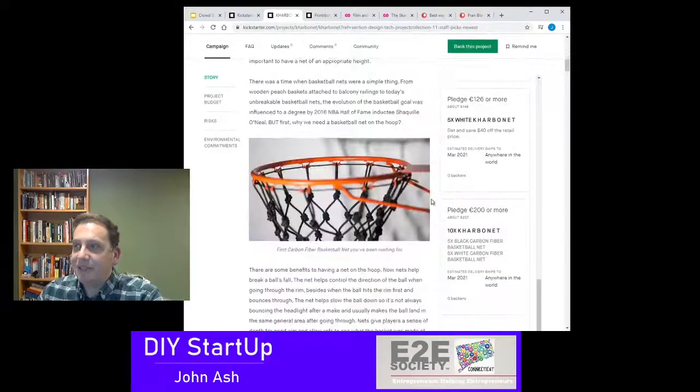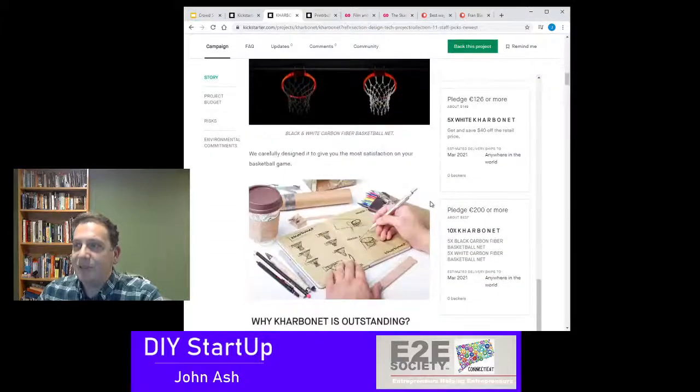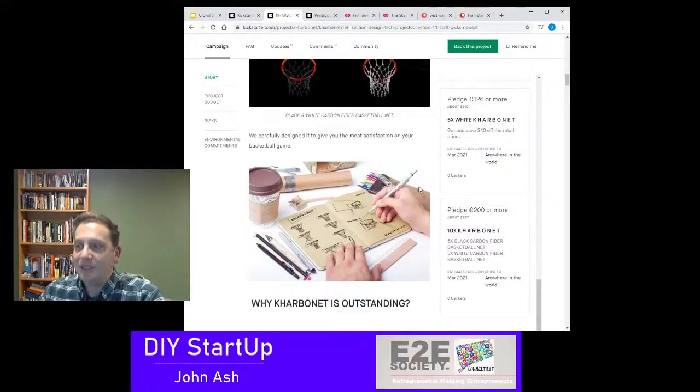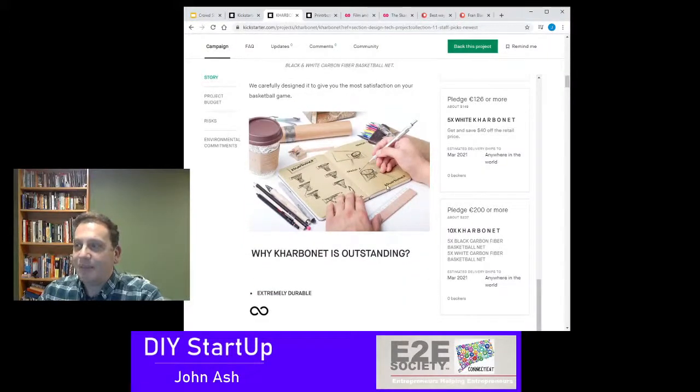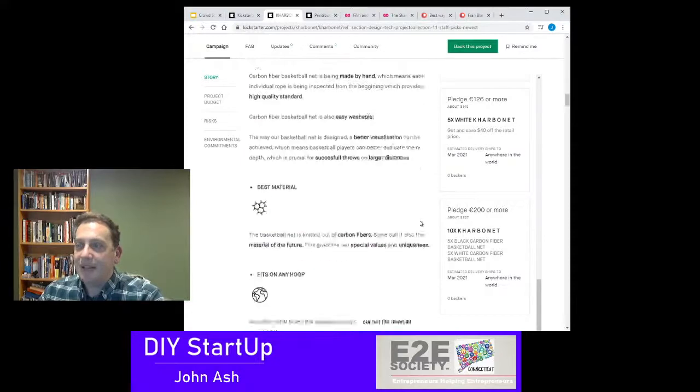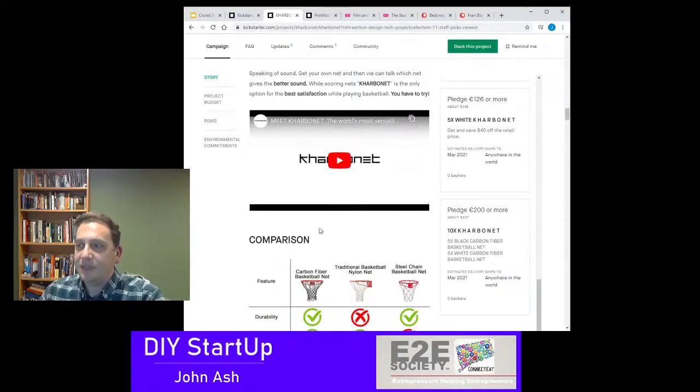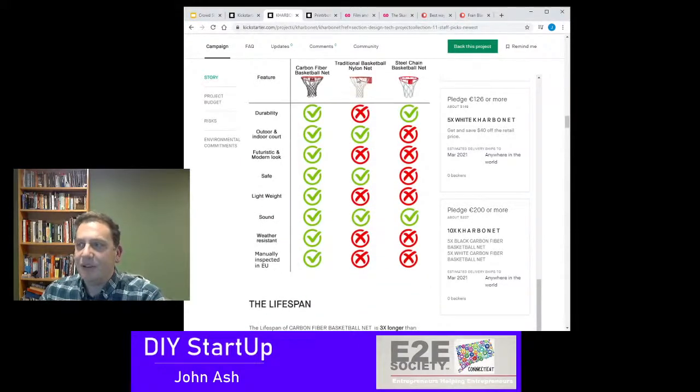Reinvention of the basketball net. Yeah, right. You didn't reinvent anything. She used different materials. There's black and white available. They show you this guy with a very expensive pencil, and they got a little presentation here. There's another one, a comparison of a regular net to a carbon net. Of course, a carbon fiber net is going to be better than anything else.